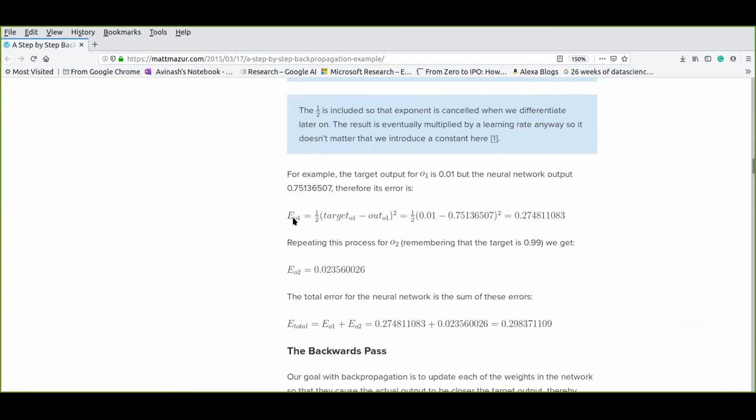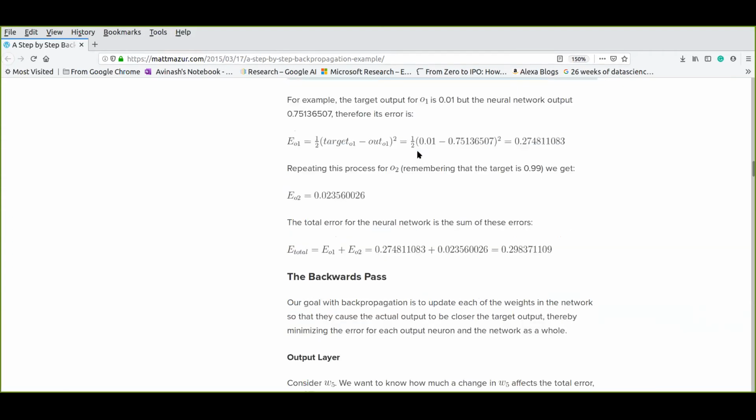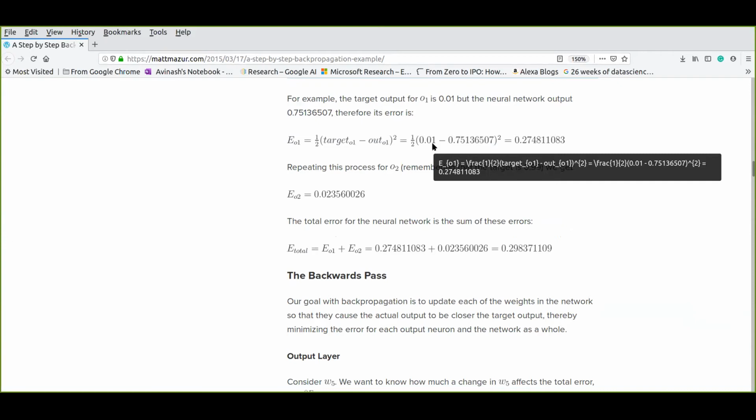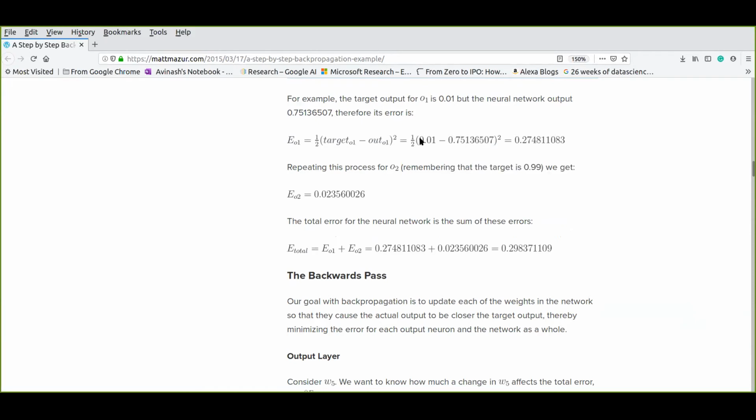So for output 1, we know what the actual value is, and we also know the predicted value. We take the difference and square it, and then we get the error measure for the first output neuron. We repeat that for the other neuron as well. These two put together give us the total error, which is 0.29.